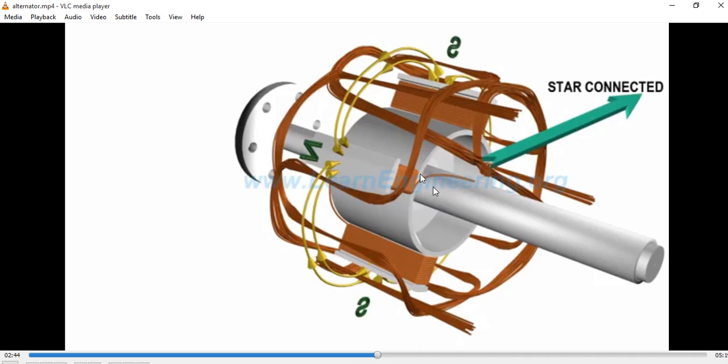Here the three-phase star-connected windings are placed in the slots of the armature. That is the stator armature. It's the slot. The armature windings are star connected, and all of them connect to the star point.